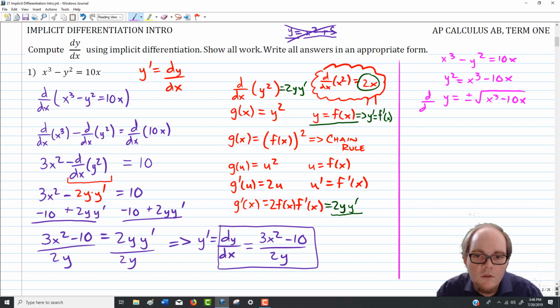Now from here, we can compute the derivative with respect to x one more time. Keep in mind that this plus or minus 1 is just like having a scalar of plus or minus 1, so it's just going to be a number.